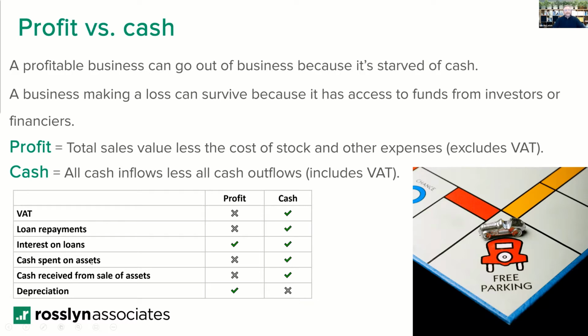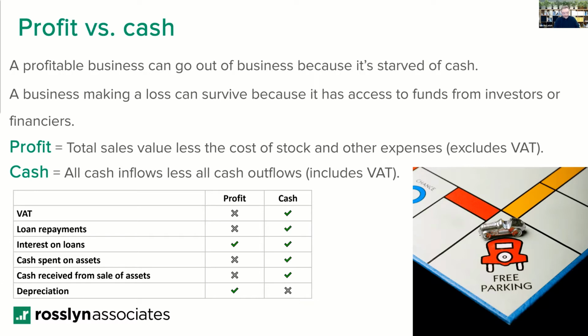Cash spent on assets, well, that's like vans and equipment. If you buy a van from cash, which I have seen people do occasionally, it really does affect your cash, but it has no effect directly on your profit at that point. If you sell an asset, similarly, you get cash in, but it doesn't improve your profits or anything.